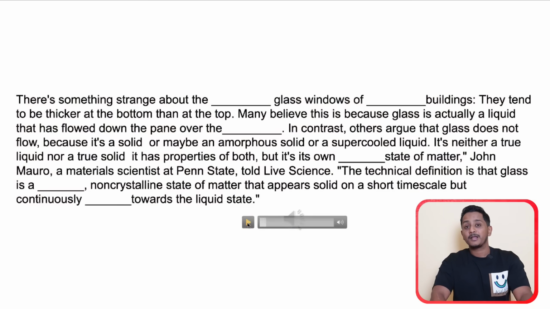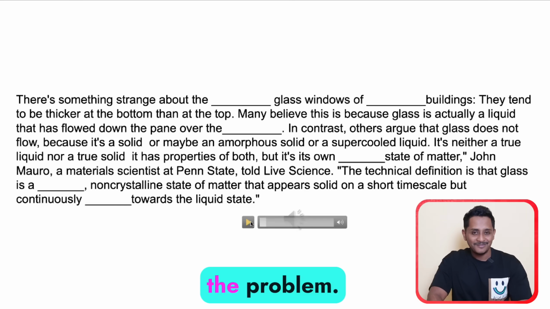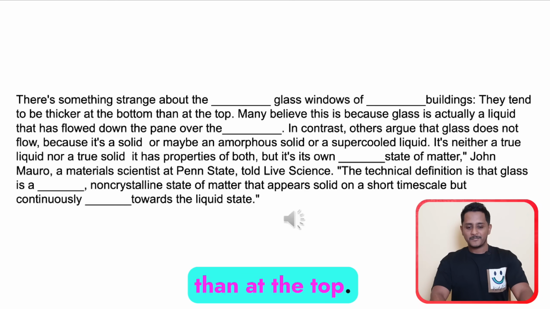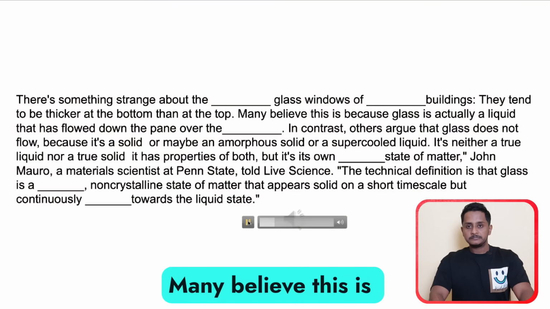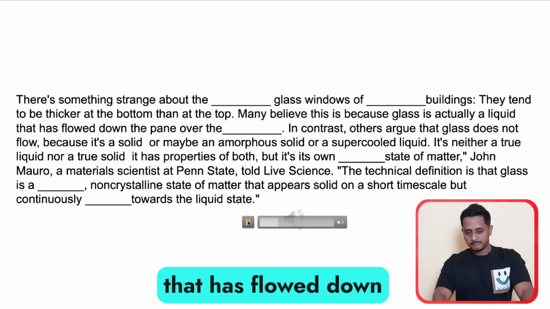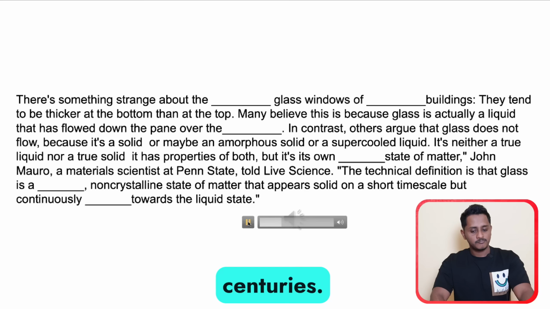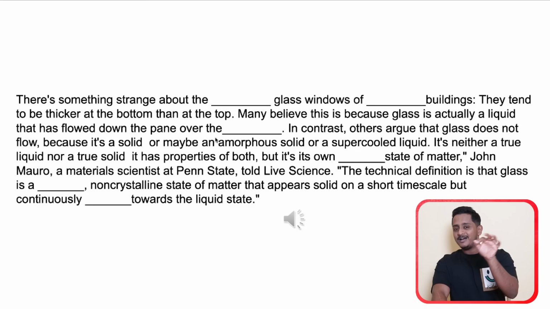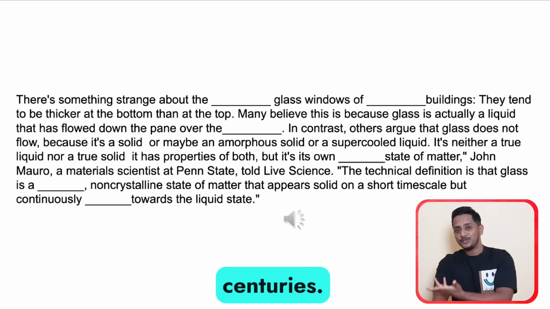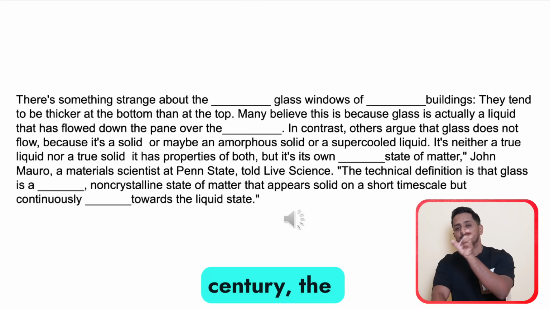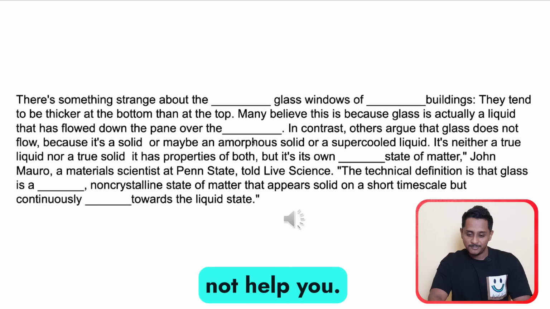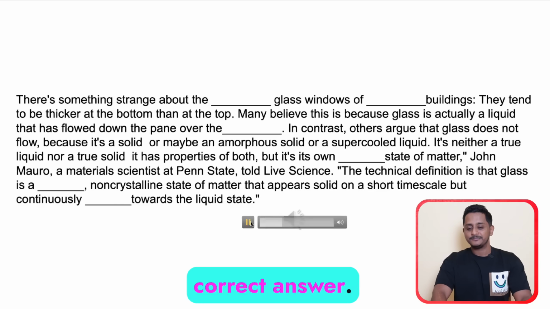Windows of medieval buildings. Medieval, spelling is the problem. We will show in just a while. They tend to be thicker at the bottom than at the top. Many believe this is because glass is actually a liquid that has flowed down the pane over the centuries. Centuries. After the, anything can come. A century, if a is not there, centuries. But the is there, the century, the centuries. The apple, the apples. Both are correct here. Grammar will not help you. Centuries is the correct answer.